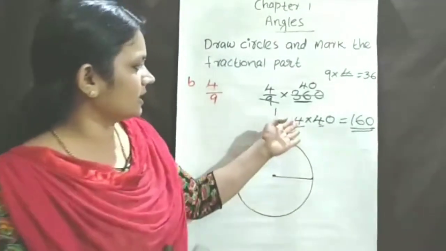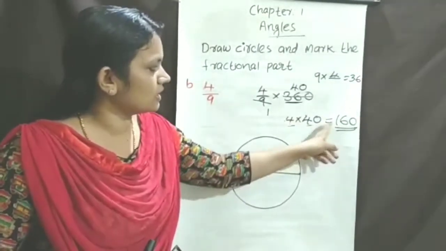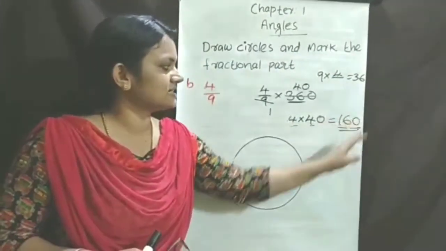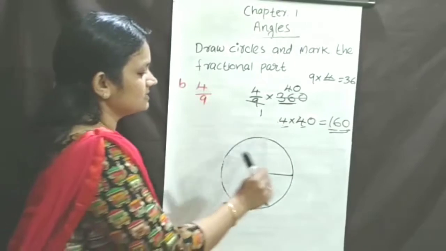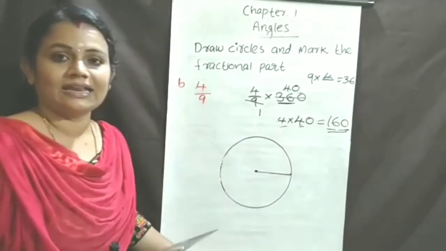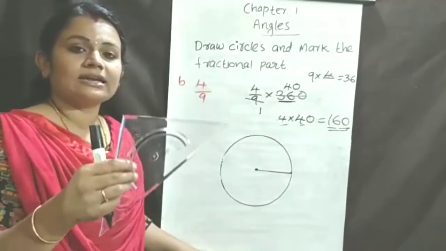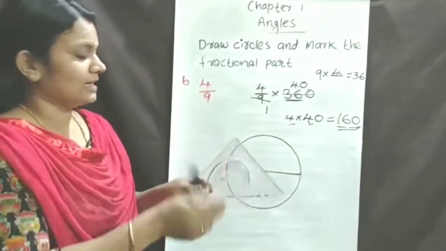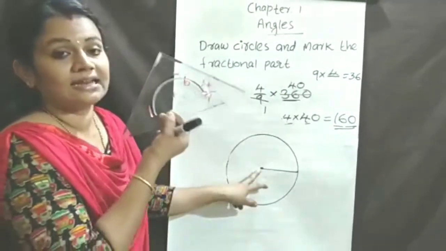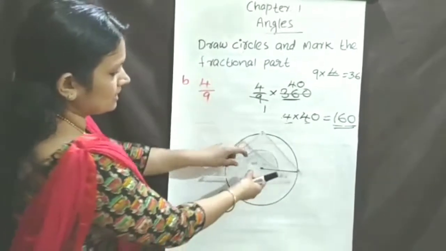Okay, my dear children, we are doing 4 fours are 16, and this 0 is right here. We got 160. This is the circle. This is the center of the circle. We draw a line. It's the radius of the circle. Then take your protractor and do it. The center of the protractor and the center of the circle coincide first.